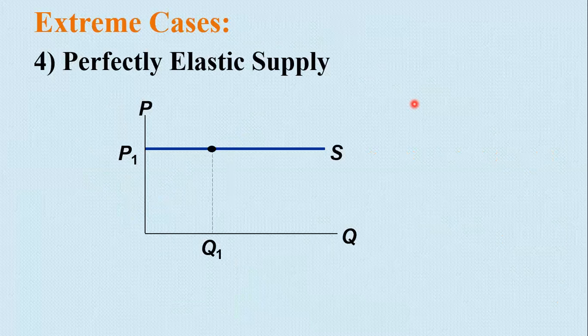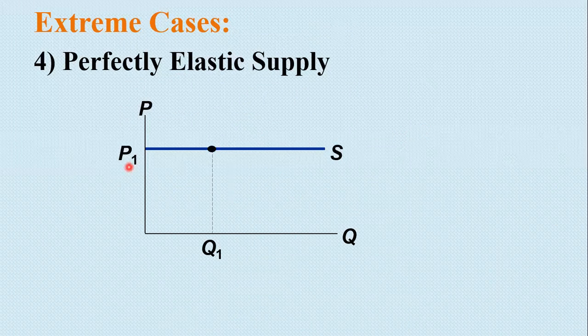Now starts with two extreme cases. Number one, perfectly elastic supply. If you can see the perfectly elastic supply slope of the curve, the supply curve is parallel to the horizontal axis or the quantity axis. Means मुझे नज़र आ रहा है कि ये बिल्कुल क्वांटिटी की तरफ ही जा रहा है और प्राइस की तरफ नहीं जा रहा. And one point we have already mentioned over here is price and quantity supply.